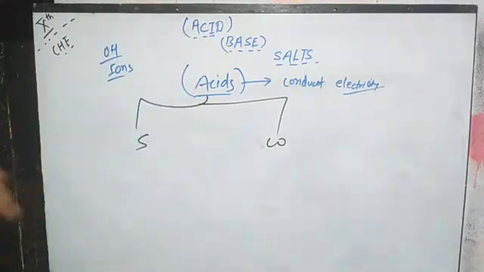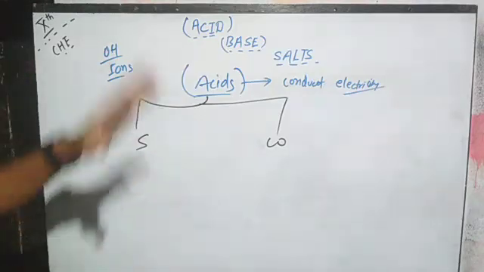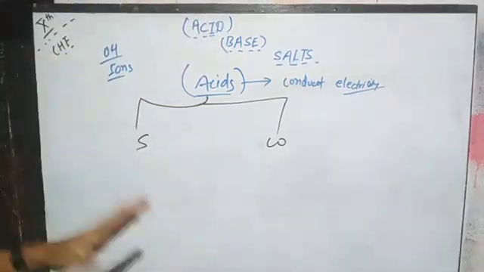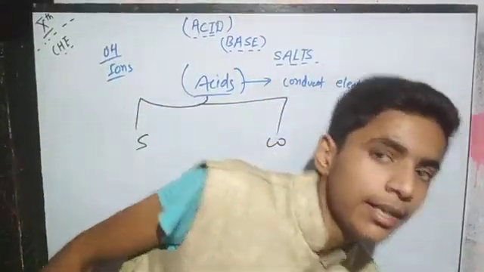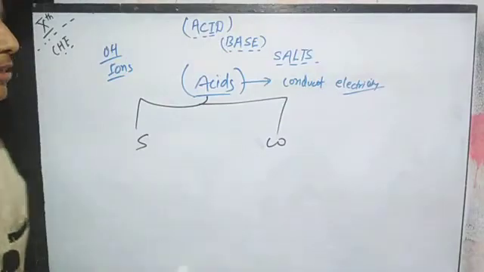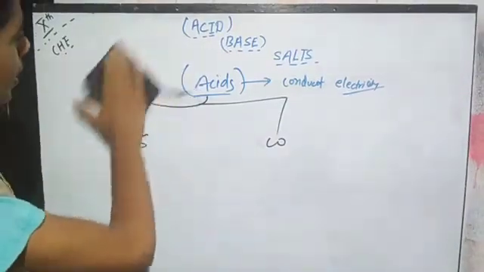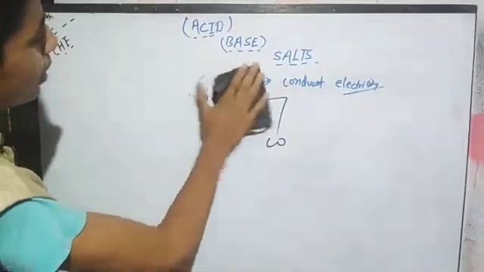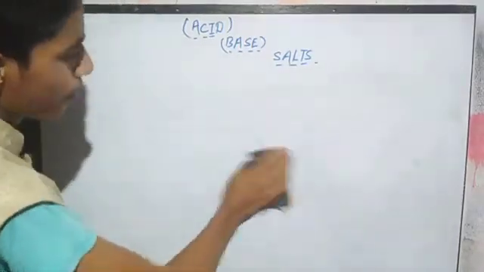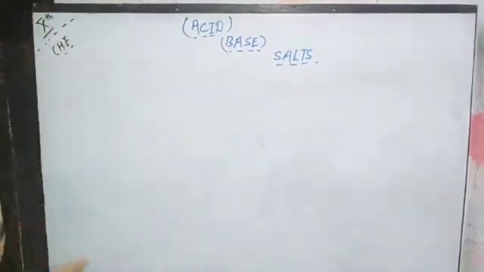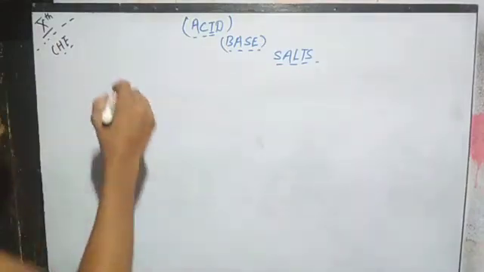Second property, I told you, they turn blue to red litmus paper. Then we studied they are electrolytes, so they conduct electricity. Electrolytes means those solutions which conduct electricity are known as electrolytes. Now we are going to see how acids behave in different mediums. First of all, we will see this in different mediums.